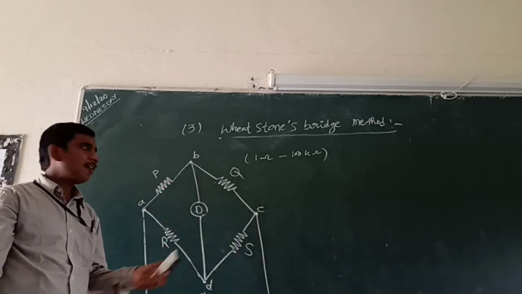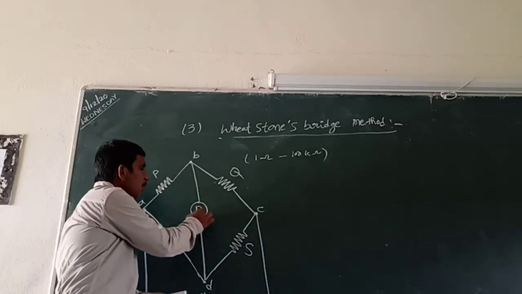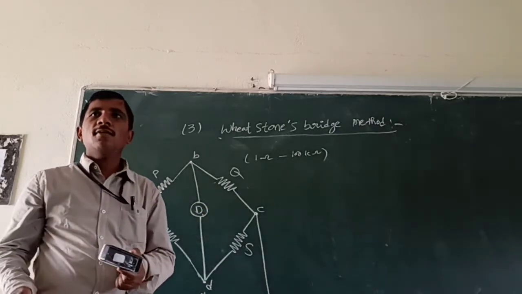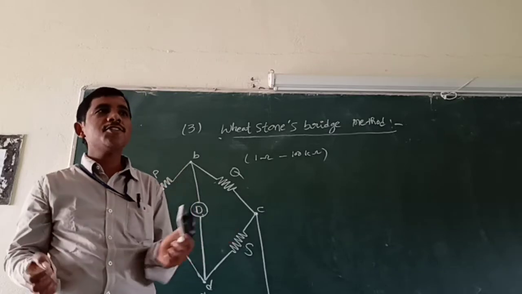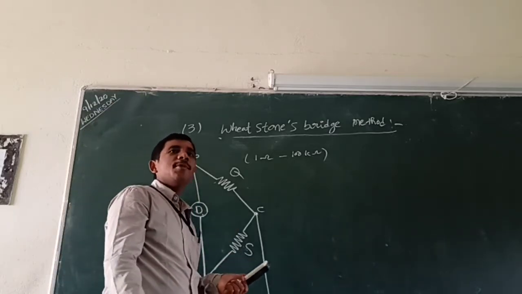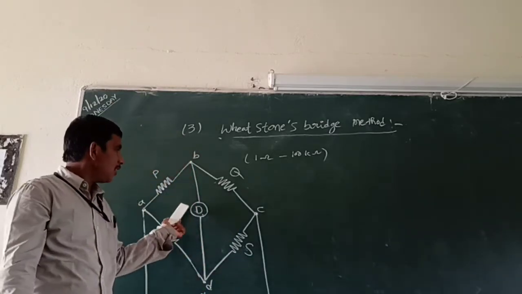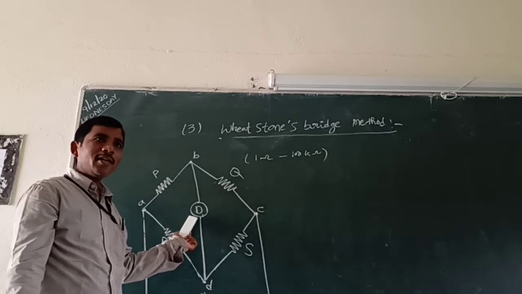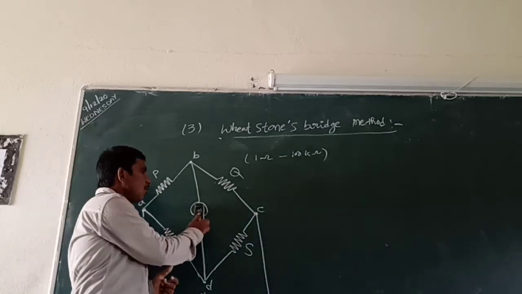It works on the principle of null condition. The bridge works on the principle of null condition. What is null condition? Null means zero. Whenever no current flows through this galvanometer or detector, assume that it is a detector or galvanometer.